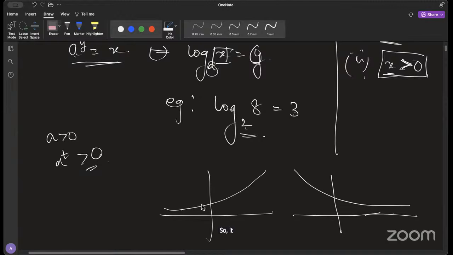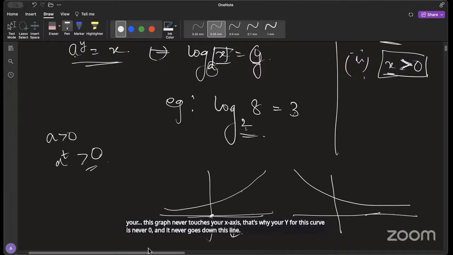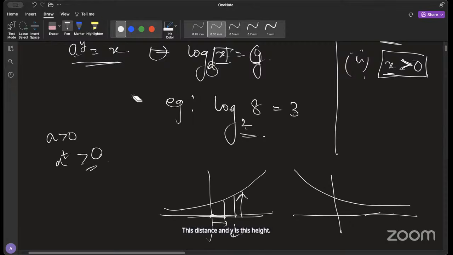So it's never 0 because it never crosses, it never comes here. This graph never touches your x-axis. That's why your y for this curve is never 0 and it never goes down this line. That's why your y is basically the height, right? In this function, your x is this distance, and y is this height. So your height is never negative in either of these functions.